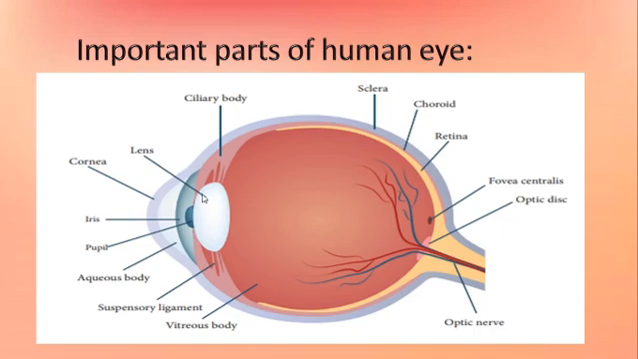Then the next important one, the eye lens. It is the important part of the human eye. It is convex in nature.